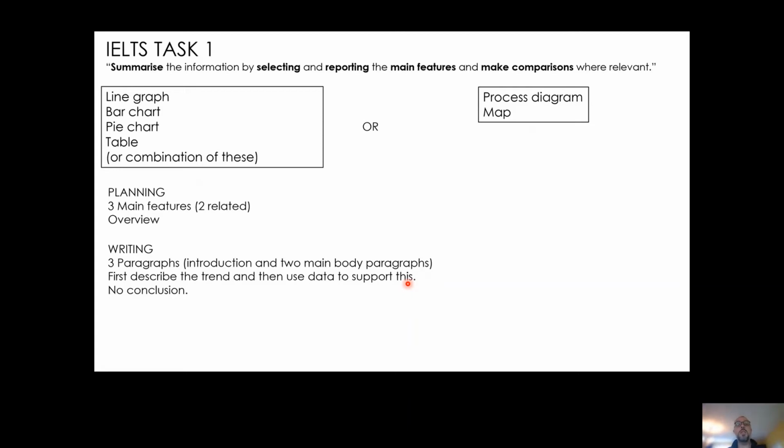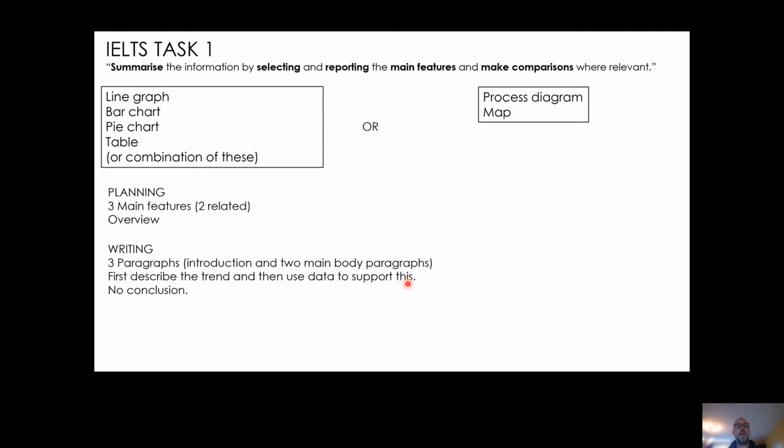Very often, if you're trying to describe a feature you've identified by using data, it can be difficult for the reader to understand what you're talking about. So in this demonstration, I'll try and show a system where first you talk about what the feature is that you can see. You then back that up with data in the supporting sentences.